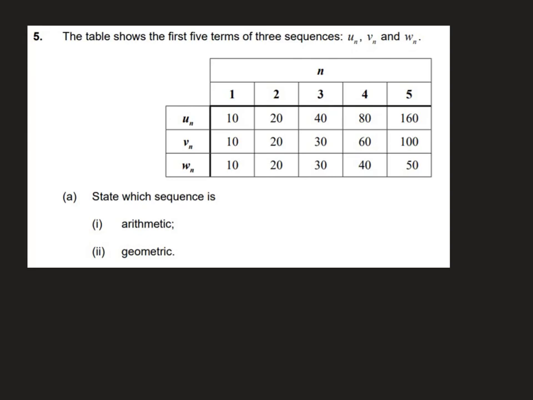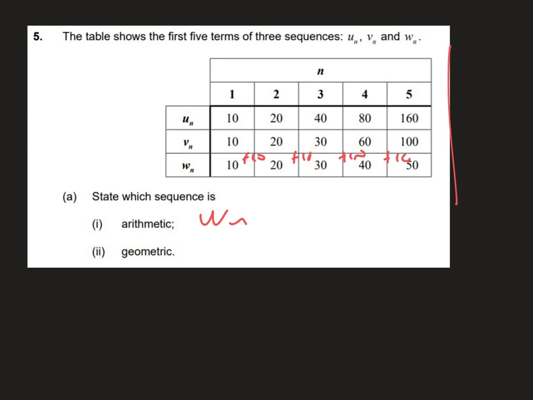Question 5 is on sequences, and part A asks us to identify the arithmetic and geometric sequences from this table here. So an arithmetic sequence is one which has a constant difference. So we need to look at each of these sequences and look at the difference between them, and hopefully you can see that in sequence W, the common difference is 10. It increases by 10 each time, so the arithmetic is Wn.